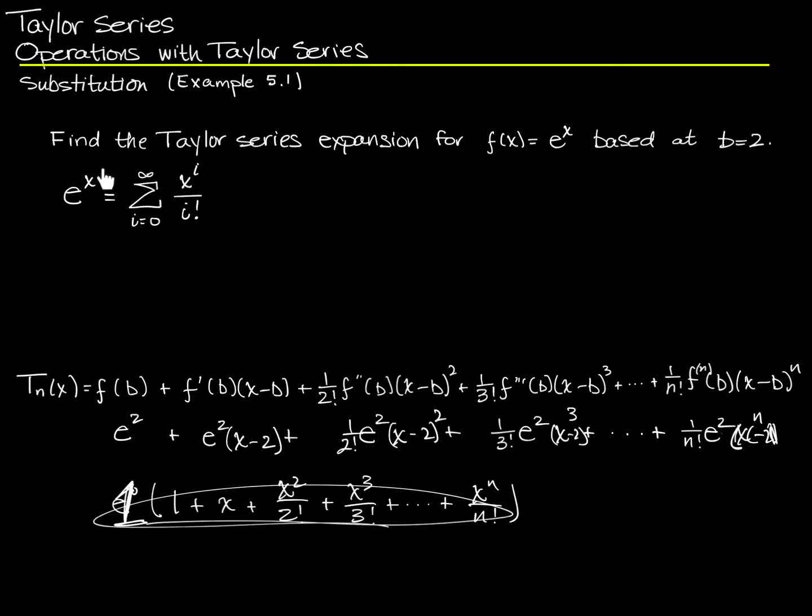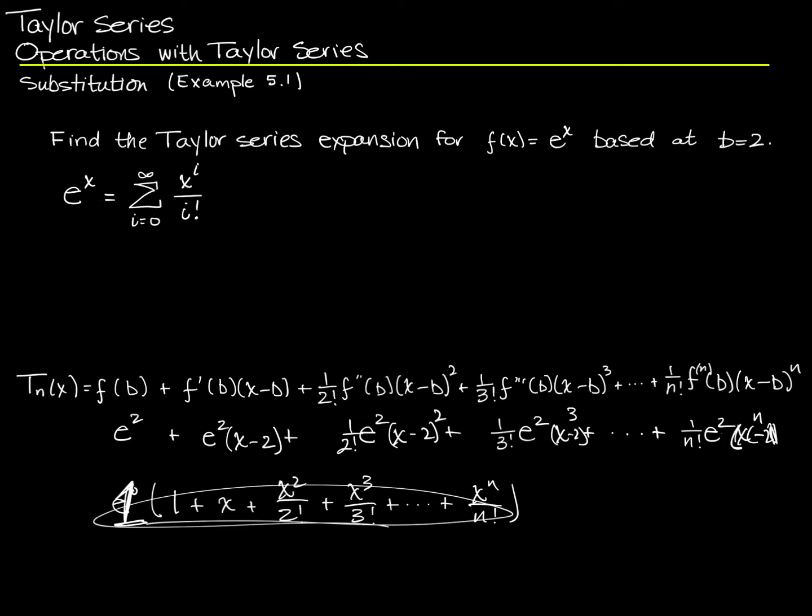Based on the fact that we know what the Taylor series is for e to the x when it's based at 0, let's see if we can find a way to substitute in for x so that it shifts the whole thing to the right, essentially, and makes it centered or based at b equals 2. Sorry, I said 0 again there, I meant 2. We'll center it at 2 and see what we can get.